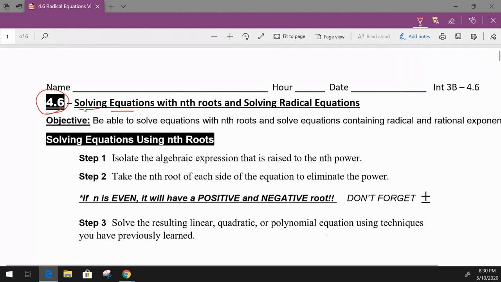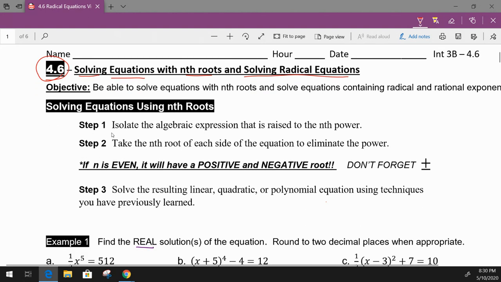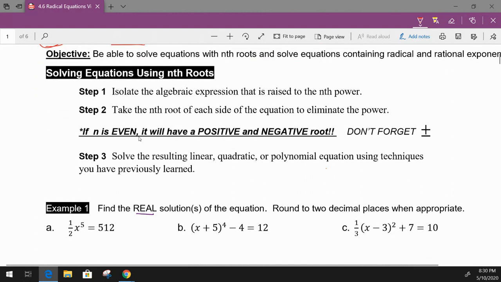We are solving equations with nth roots and solving radical equations in this lesson. Solving equations with nth roots really is just, we actually have solved these type of equations before. They are actually polynomial equations, but there are a few steps that I've listed here. Step 1 is to isolate the algebraic expression that is being raised to the nth power. Step 2 is to take the nth root of each side of the equation to eliminate the power.